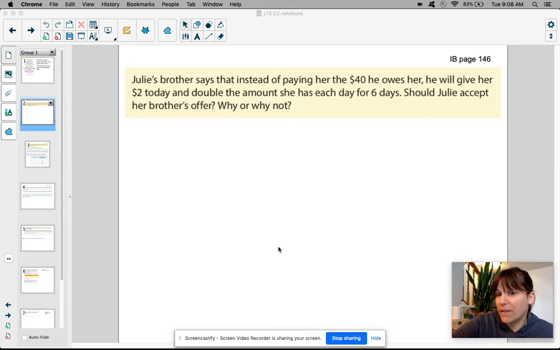So I want you to try to figure this out on your own. Pause and do some thinking before continuing, and then we can compare what you did to the book's answers. This is on page 146. If you turn there, you're going to see the answer. Don't go ahead of that. I want you to do some of your own thinking first. So pause this and try to figure out if Julie should accept her brother's offer. At the end of 6 days, is she going to actually get more money than the $40 that he originally owes her?